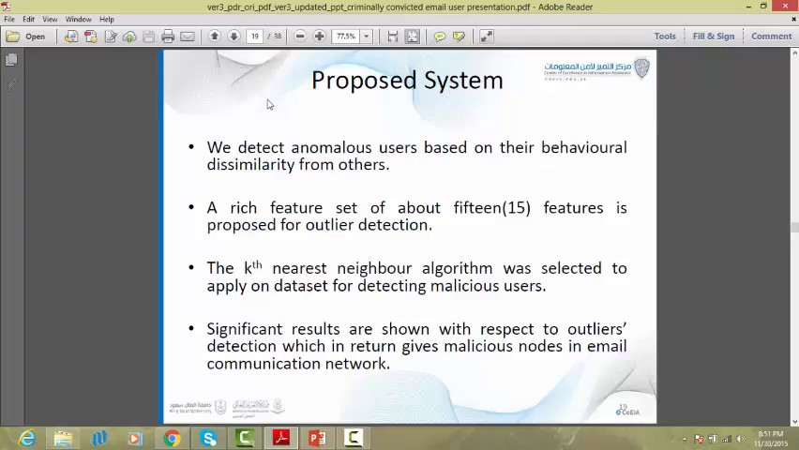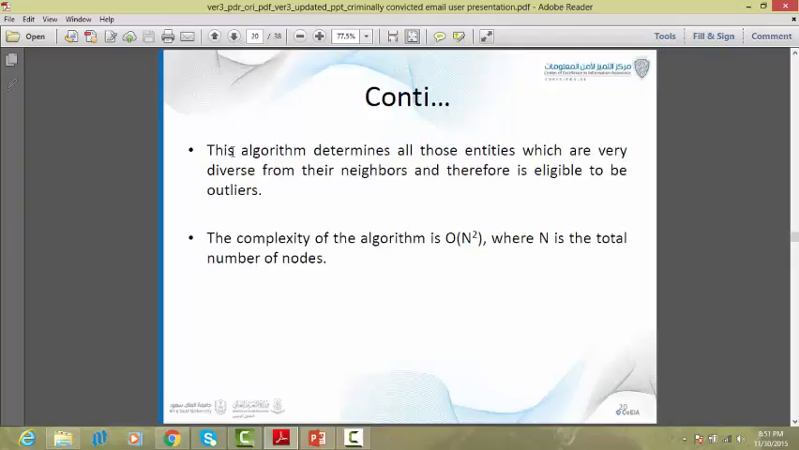We have used the kth nearest neighbor algorithm, and we have also used the Euclidean formula. Significant results are shown with respect to outlier detection, which in return gives malicious nodes in an email communication network. So the algorithm determines all those entities which are very diverse from their neighbors and are therefore eligible to be outliers. The complexity of the algorithm is n square, where n is the total number of nodes.